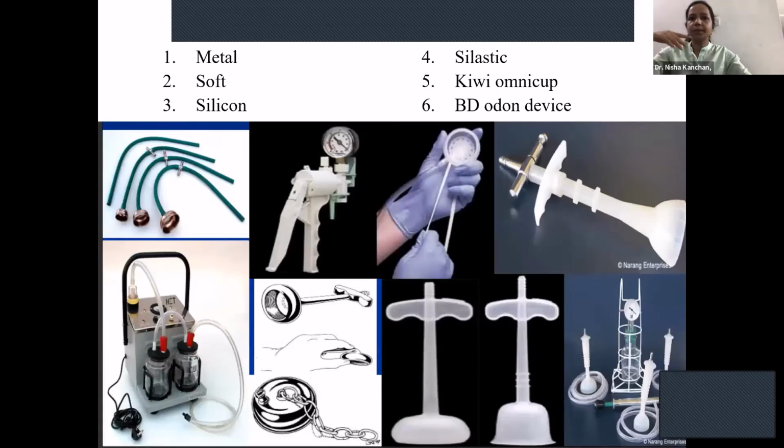So these are the different cups. You can see the metal cups. These are the Malmstrom's cups which were used. In the next picture, you can see a handheld generator. With the hand, you press that and then generate the vacuum. This is a Kiwi cup, which is a slightly flatter cup. The last picture, that Narang Enterprises picture, is a vacuum which we are commonly using in our labor rooms. This is polyethylene.